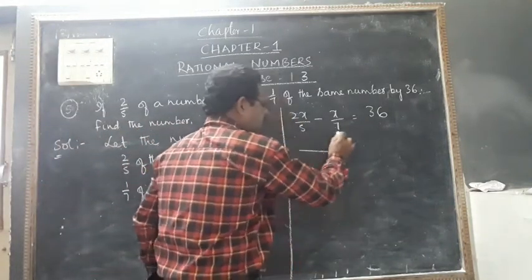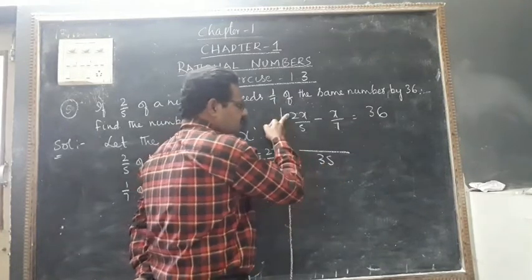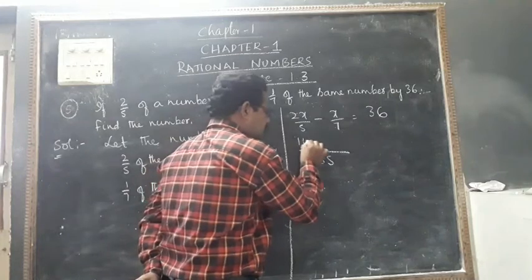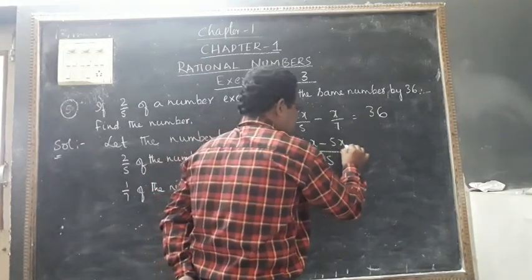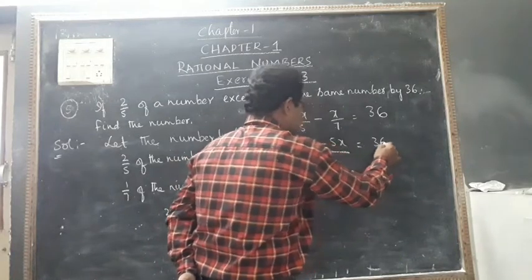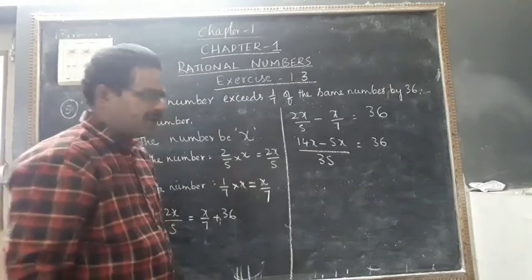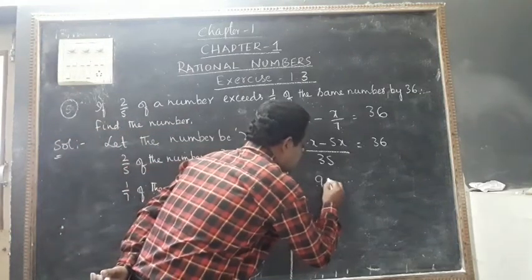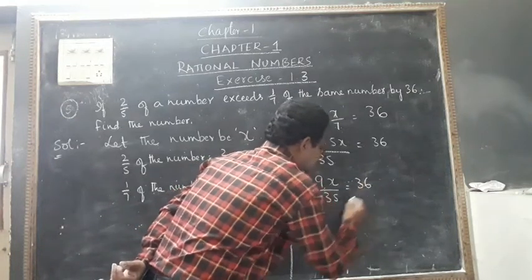So now 5 7s are 35, that is the LCM. 5 7s are 35, 2 7s are 14 into x, 14x. 7 5s are 35, 5 into x is equal to 5x. This is equal to 36. 14x minus 5x, 14 minus 5. If you take, this is equal to 9x by 35 is equal to 36.